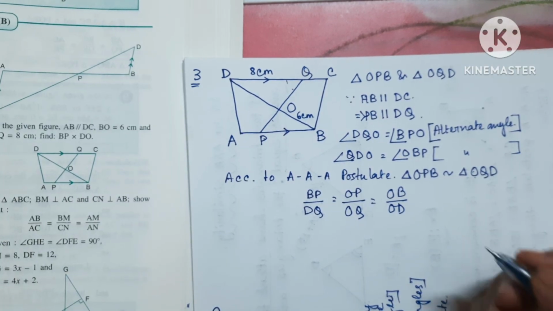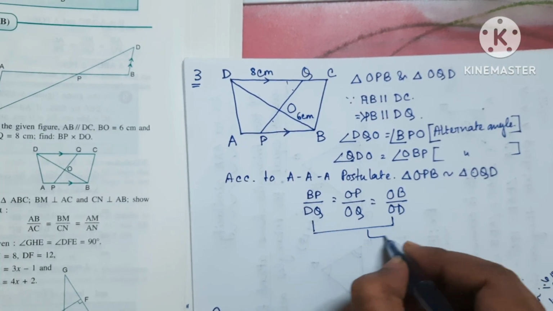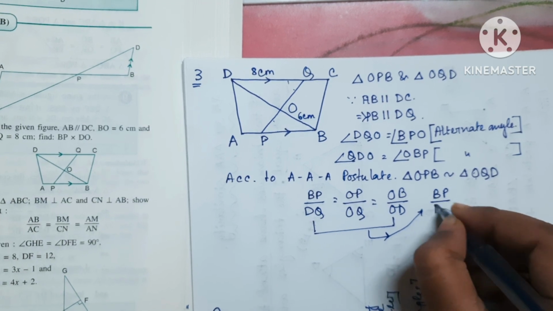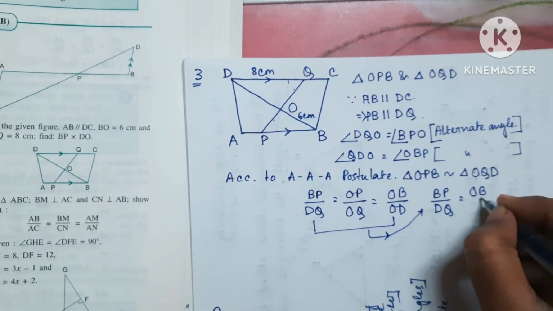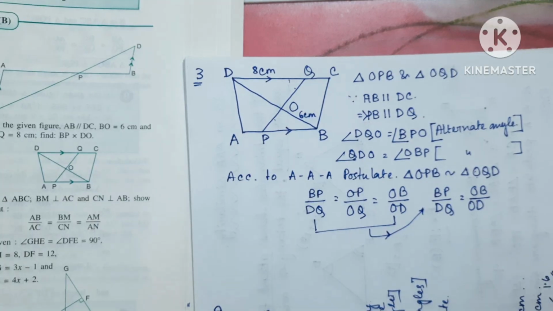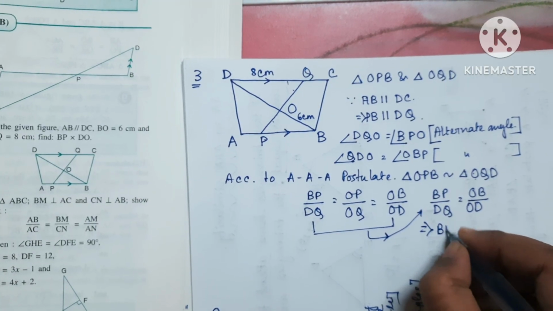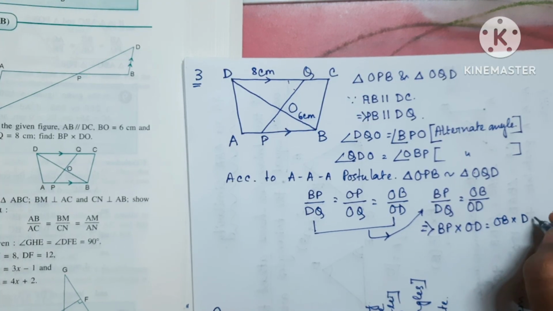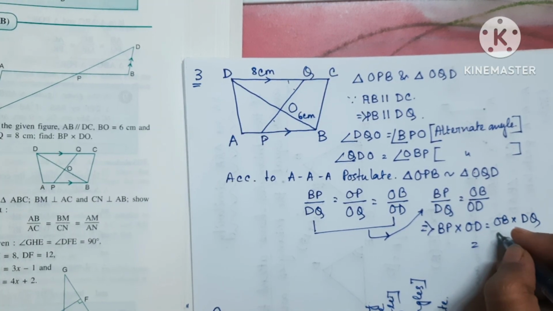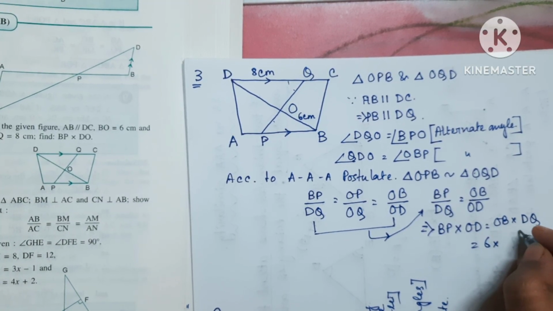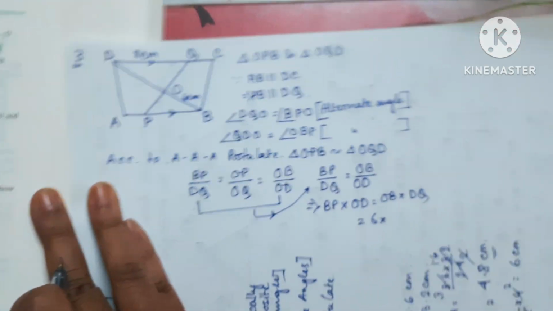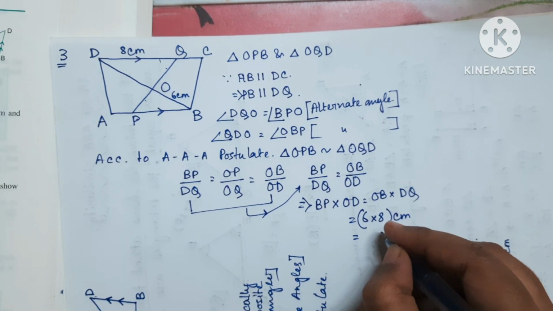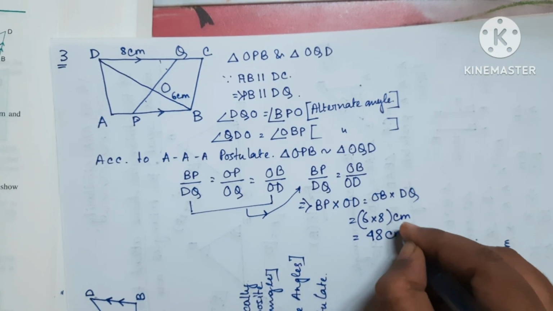Now from these two parts, what can you say? Here I am writing BP by DQ is equal to OB by OD. So BP cross OD is equal to OB cross DQ. Now OB means 6 centimeter into DQ means 8 centimeter. So that will be 48 centimeter.